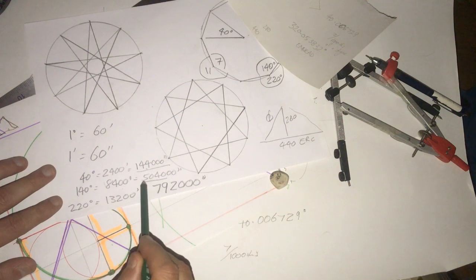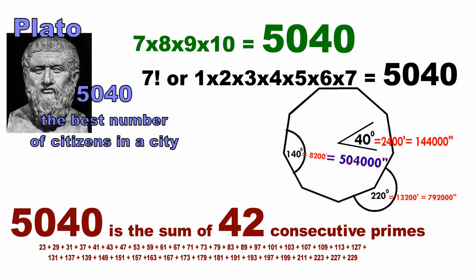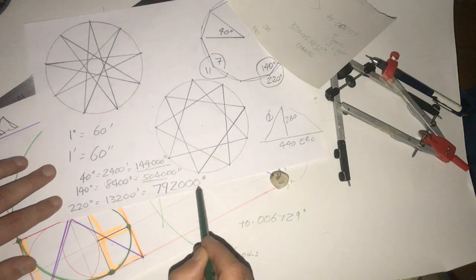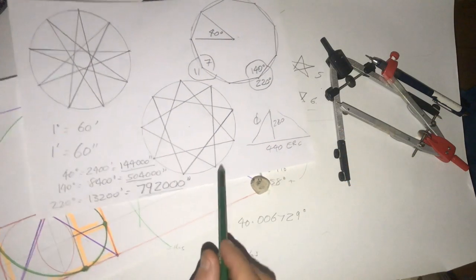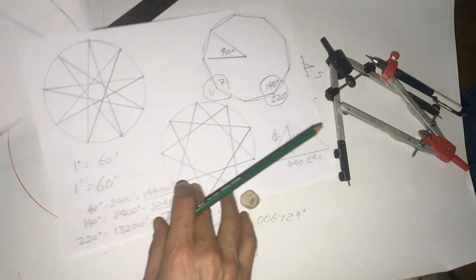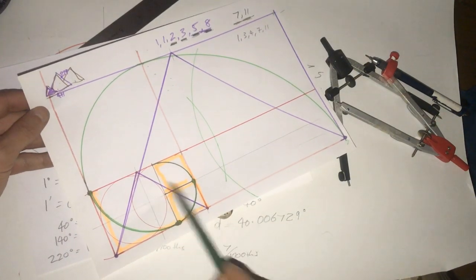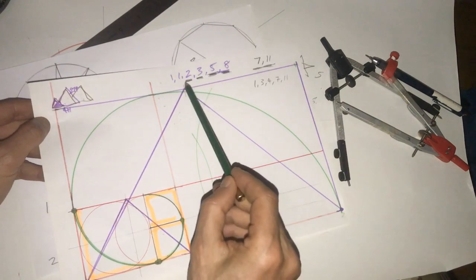5,040. And all that's related to 792. And of course the Great Pyramid ratio, and also the Khafre and Menkaure pyramid ratio by the Fibonacci.